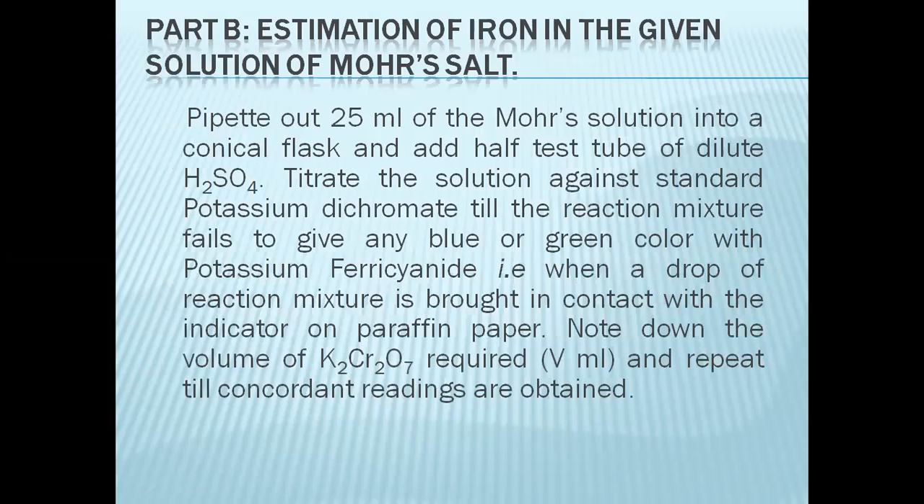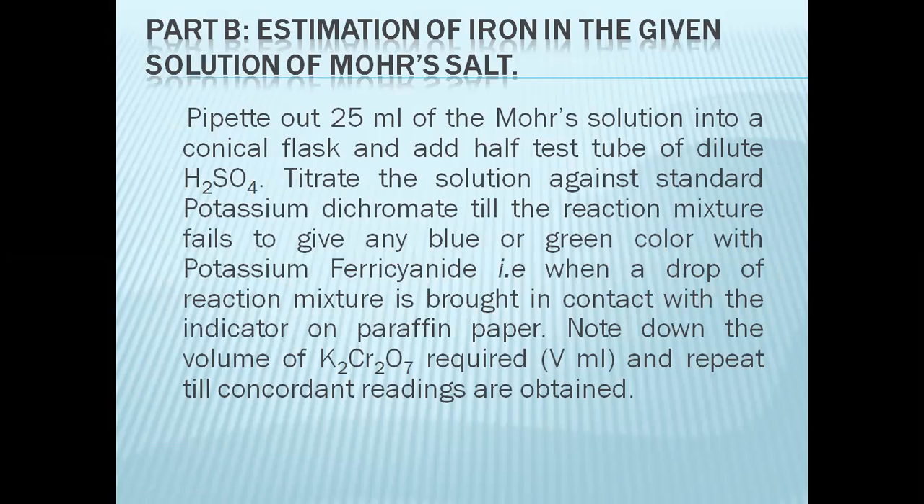Next is the estimation of iron in the given solution of Mohr's salt. Here the procedure is again very simple. The first step is to pipette out 25 ml of Mohr's salt solution into a conical flask.